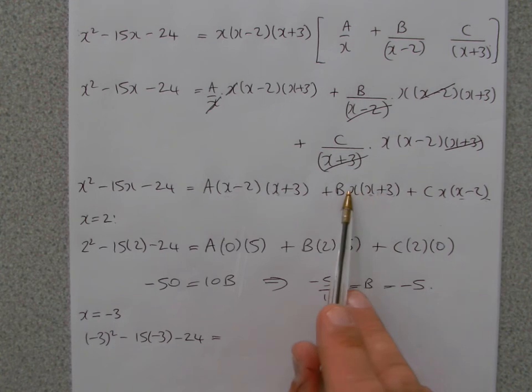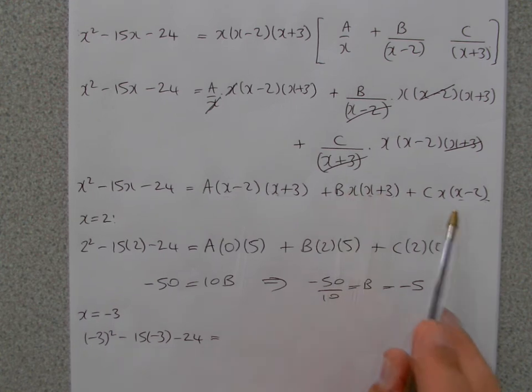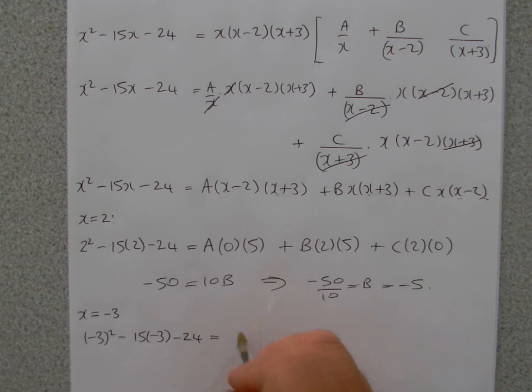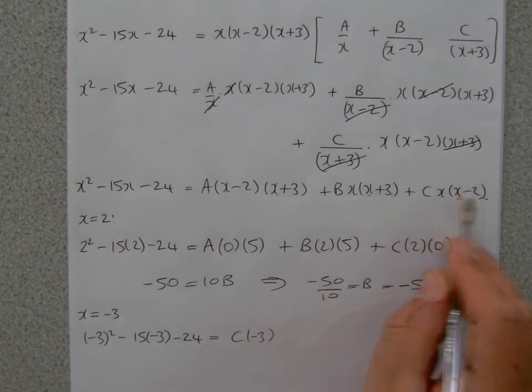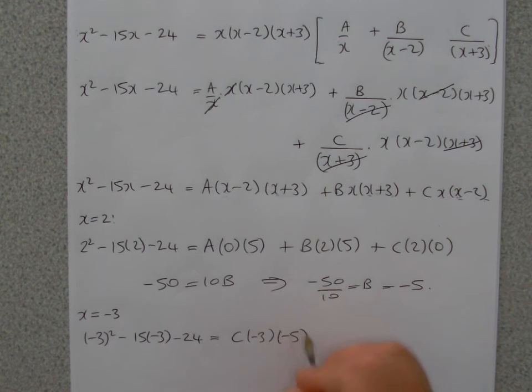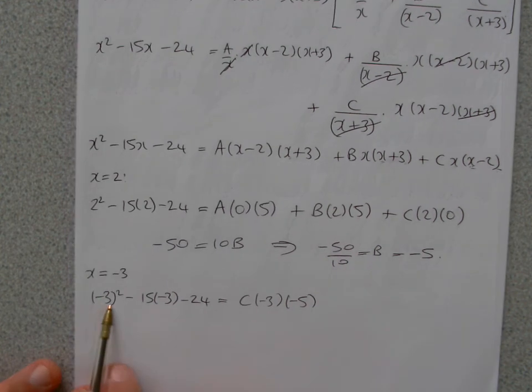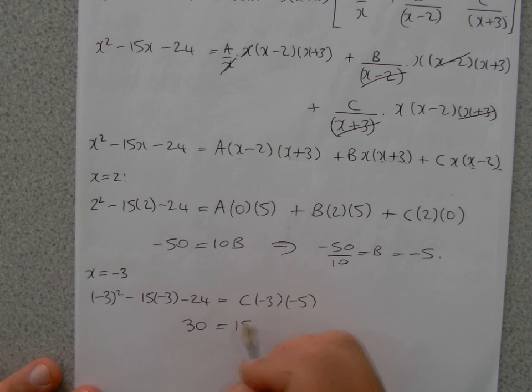So the b is going to go, because you're multiplying by 0. That won't be 0 though, so that will be c. Negative 3 there, and when you put negative 3 in there, that will be negative 5. So we'll work this out here. That's 9, that's 45, so that's 54. Take away 24, so that's 30. And then this will become positive 15 there, because minus times a minus is positive. So that means then c has got to be 2.